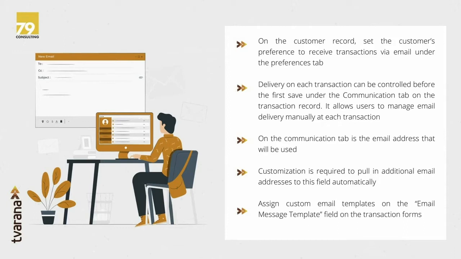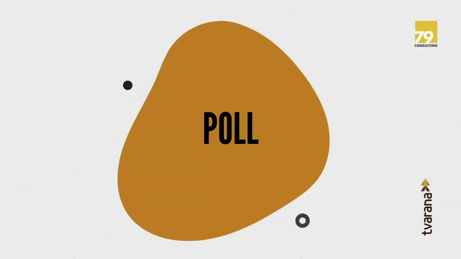Finally, you can assign custom email templates on the email message template field on the transaction form. The default template is used if a custom template is not defined. The default template is controlled in setup. NetSuite does not have a way to control resending of invoices without additional customization. Let's take a quick look at these basic settings in NetSuite.